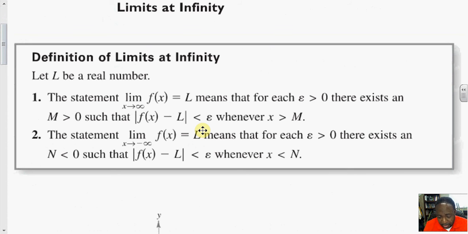What happens when the limit of the function as x approaches negative infinity is equal to L? What does that mean? For every epsilon positive, there exists a negative N, such that the difference between f of x and L is less than epsilon whenever x is less than N.